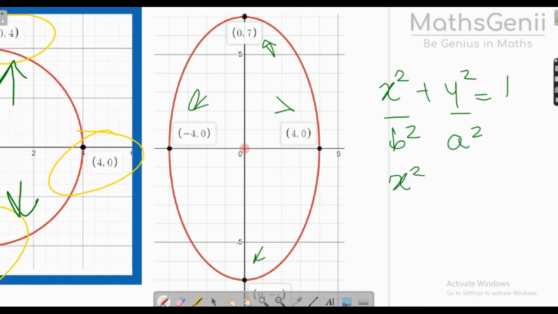So x square upon, what is the coordinate of x side? It's 4. Plus y square upon a. What is your a? 7. So 7 square. So this is how you write for vertical and for horizontal. Carefully look at these examples. You can always replay the video. One more very important concept. Understand the concept first.